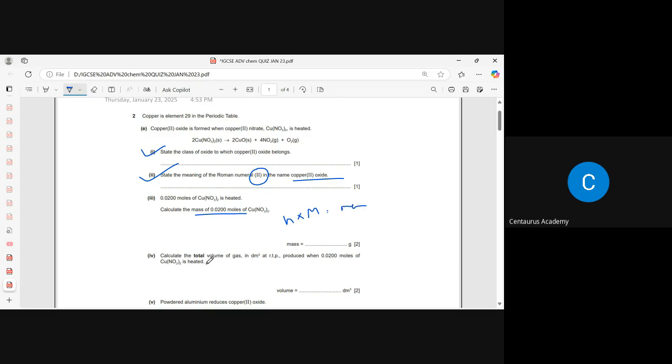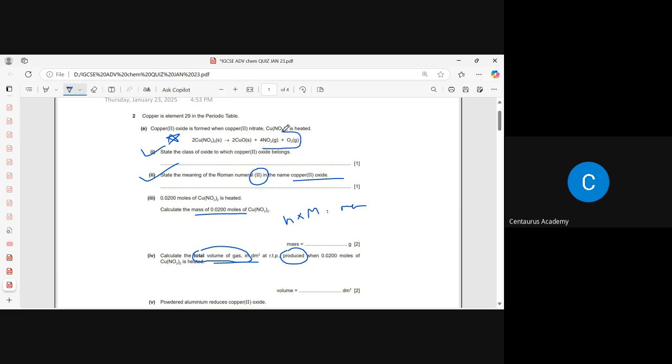But the next question said, calculate the total volume of gas in decimeter cube at room temperature and pressure. I think only one or two were able to write correct answers, but most of the students didn't do it right. Calculate the total volume of gas in dm³ at RTP which is produced when 0.02 moles of copper(II) nitrate is heated. Now, they have asked you the total volume of gas which is produced. Look into the context of the question again and look into this stoichiometric equation that they have given to you.